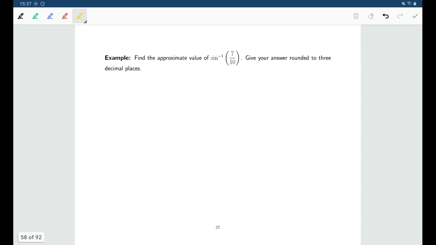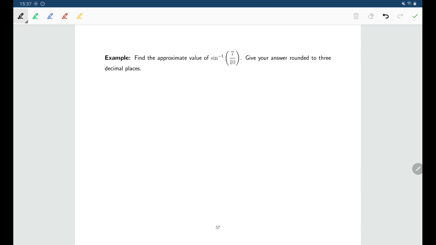So for the most part, I'm not interested in finding approximate values unless I ask you, can you find an approximate value for inverse sine of something? In which case, go ahead and now use your calculator. So the fact that this question is telling me to give my answer rounded to 3 decimal places, that's what's telling me that I'm going to need to grab my calculator.